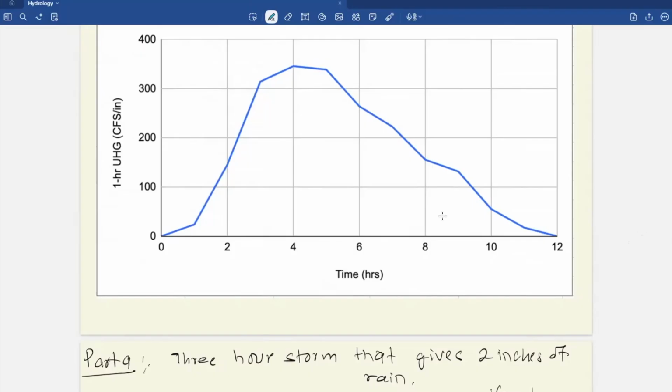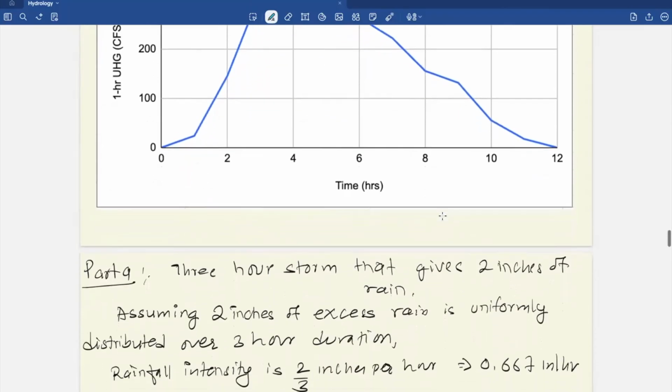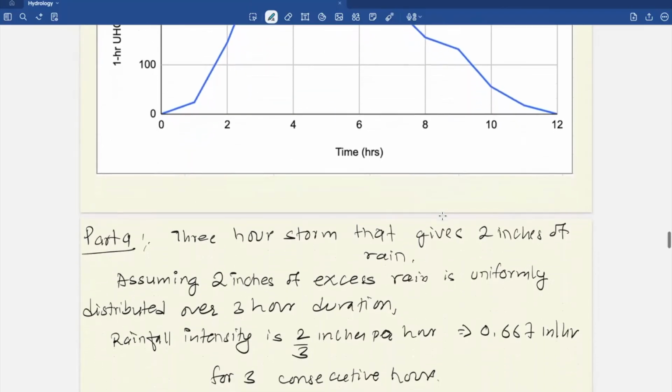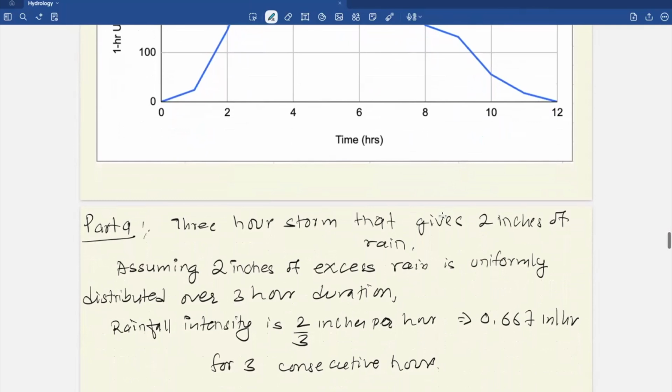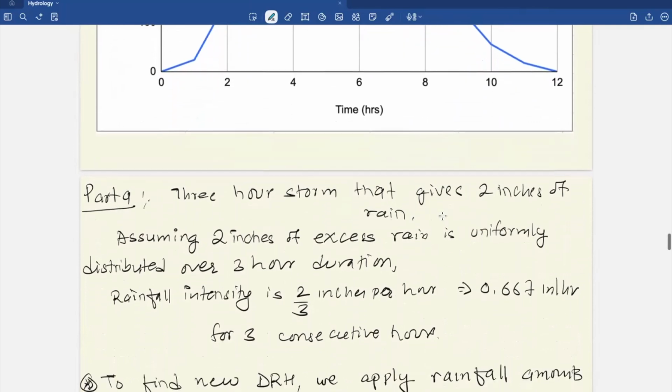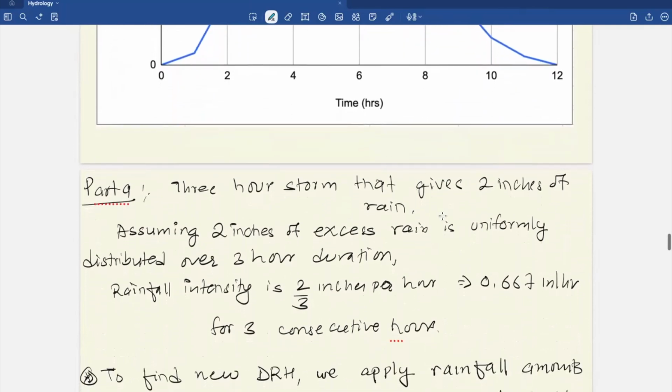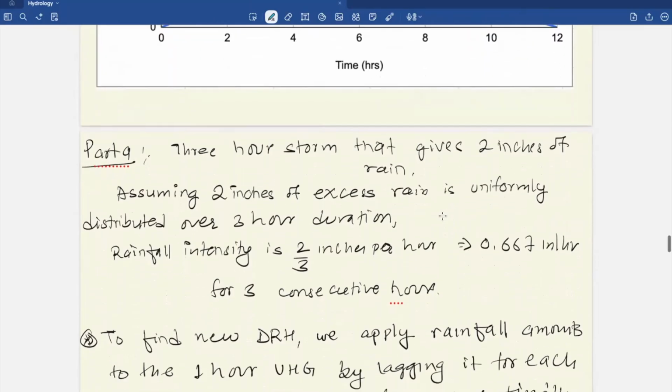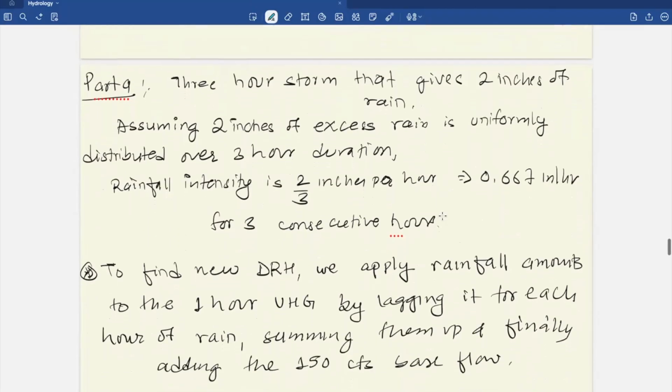If we assume it's uniform, that's 0.667 inches per hour for 3 consecutive hours. To build the storm hydrograph, we use convolution. Think of it as applying the unit hydrograph once for each hour of rain, shifted in time, then adding them up.